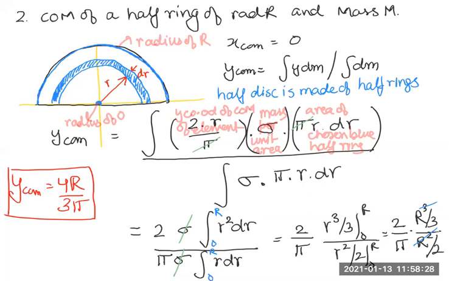The value of sigma will be m upon pi r square by 2. If you are interested, the value of sigma will be equal to m upon pi r square by 2, because the area of the half disc is pi r square by 2, its mass is m, mass upon area.